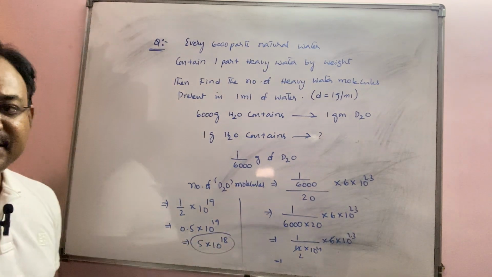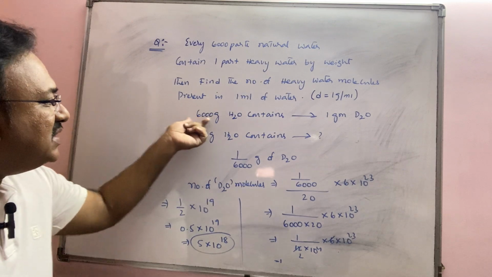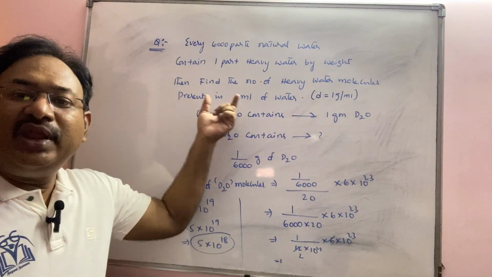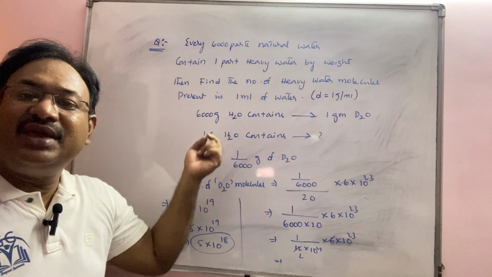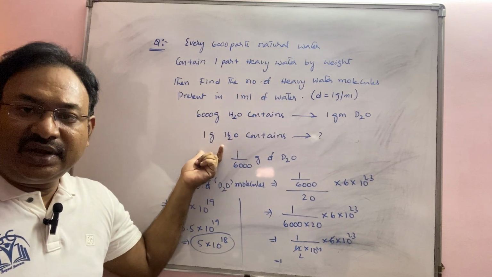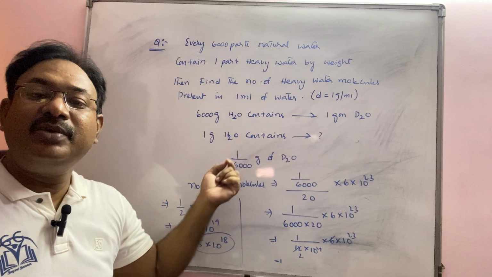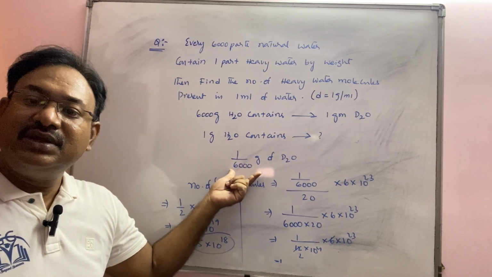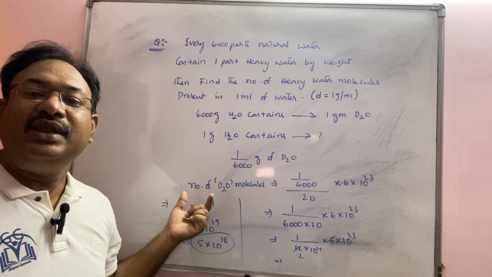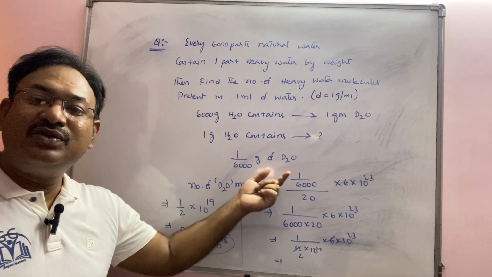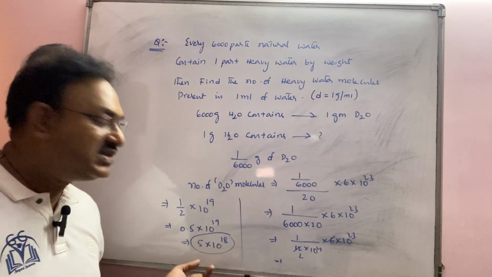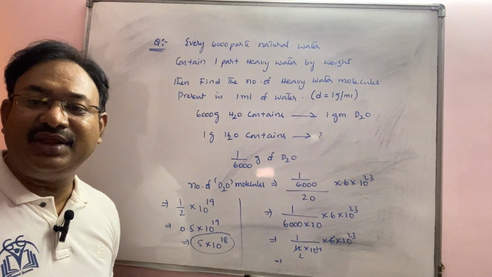So look again, it's a quite simple question. 6,000 grams of H2O contain 1 gram of D2O. Then 1 ml is given, but density is also given. So 1 ml equals 1 gram. So 1 gram of water contains how much heavy water? So I found it as 1 by 6,000 grams of D2O. The number of molecules is equal to weight by molecular weight into Avogadro's number. By simplifying this, you get 5 into 10 power 18.